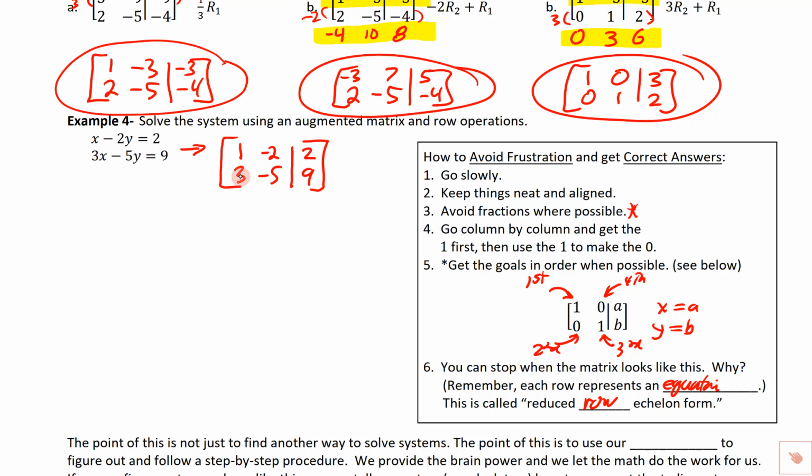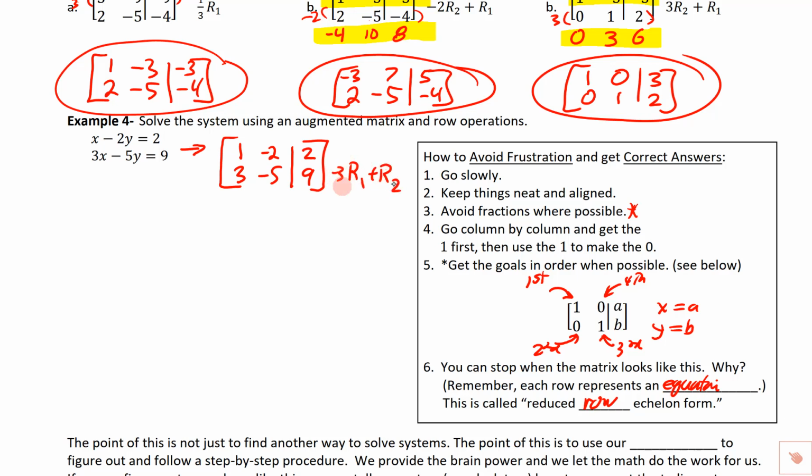So in order to make that happen, we think, what do I need to add to 3 to turn it into a 0? Well, I need to add a -3. So here's what we do. We're going to take row 1, because it's got a 1 in it. We're going to multiply it by -3, and we're going to add it to row 2.